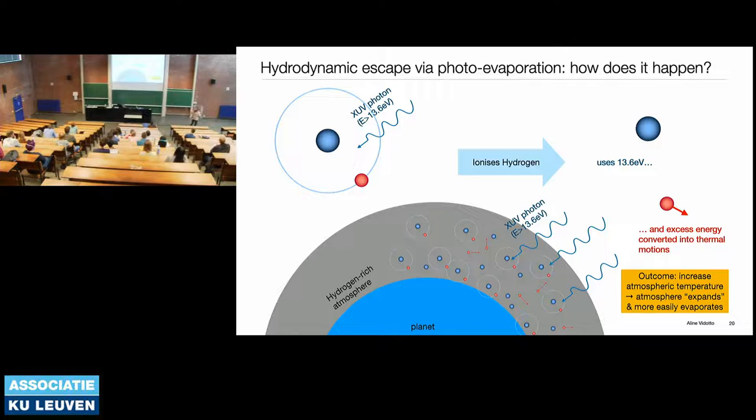And this raises the temperature of the atmosphere of your planet. Now, if you increase the temperature, it means the atmosphere expands. And if the atmosphere expands, it's easier for the planet to lose atmosphere. So this process is called photoevaporation. And we use hydrodynamic equations to model this photoevaporation because these atmospheres are so dense that we can actually treat them as a fluid that is in escape.